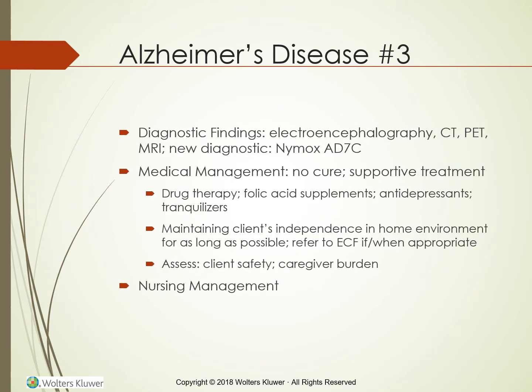Let's look at the diagnostic findings. So ruling out Alzheimer's disease in clients that may have similar signs and symptoms is essential. And this is because it's a very complicated diagnosis, and patients and families can go through turmoil just thinking that their loved one may develop Alzheimer's disease right now.